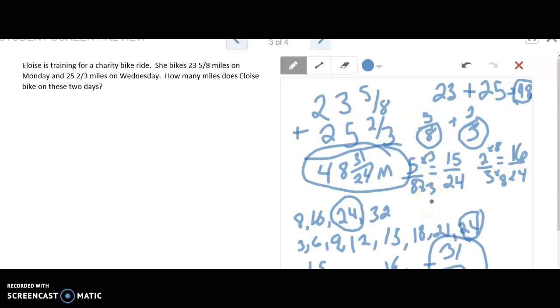Check your work. See if you got the same answer. If you didn't, make changes on your Desmos right now.